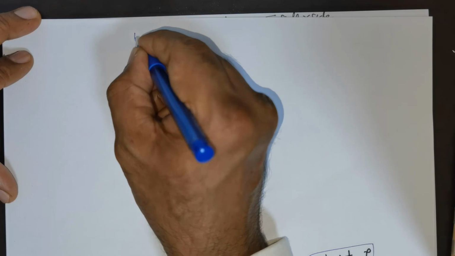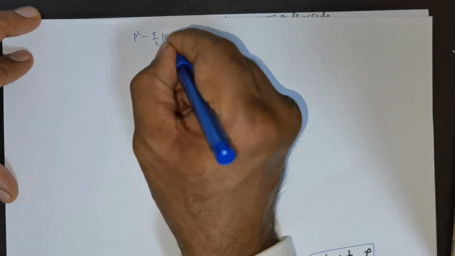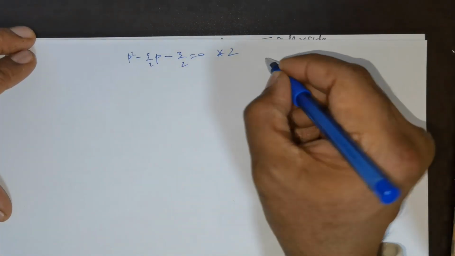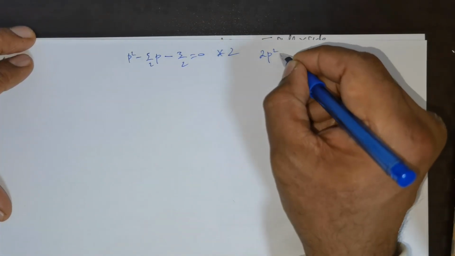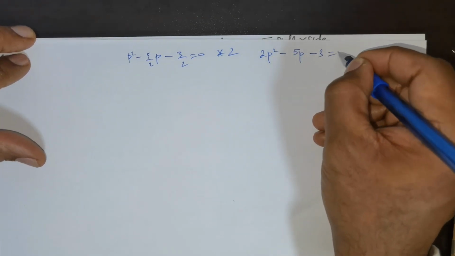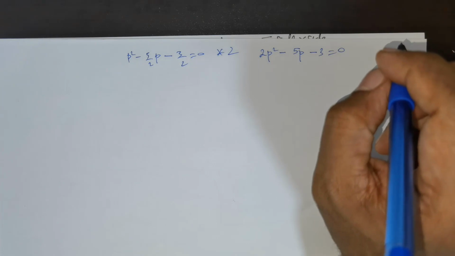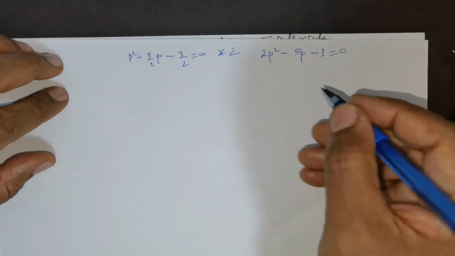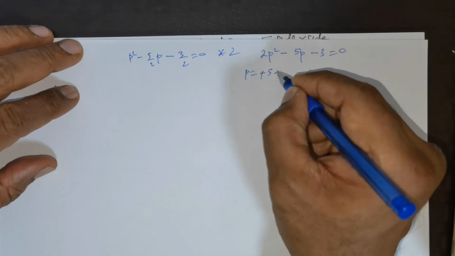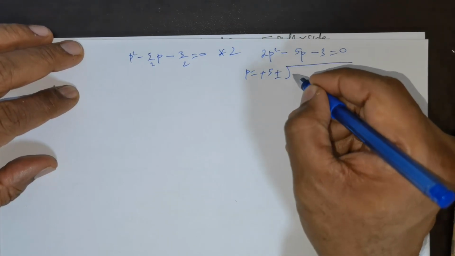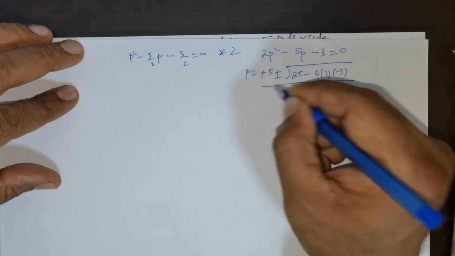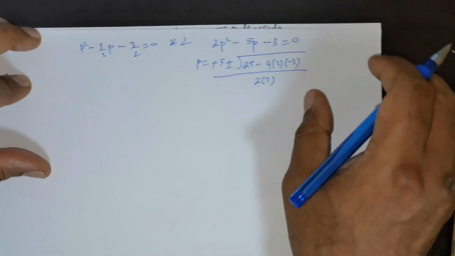So we have got p squared minus 5 over 2 times p minus 3 over 2 is equal to 0. I'm going to multiply by 2 both sides. That would give me 2p squared minus 5p minus 3 is equal to 0, right? Now you can use the quadratic technique. So p is equal to negative b plus or minus root of b squared minus 4ac, divided by 2a.